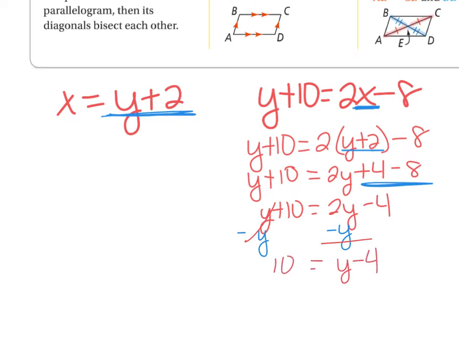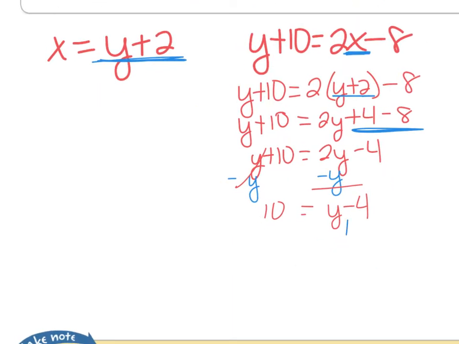Minus 4, and bring everything else down. Almost done, last step. So we're going to add 4, add 4. So those cancel and you have y equals 14. Good, that's one of our answers.